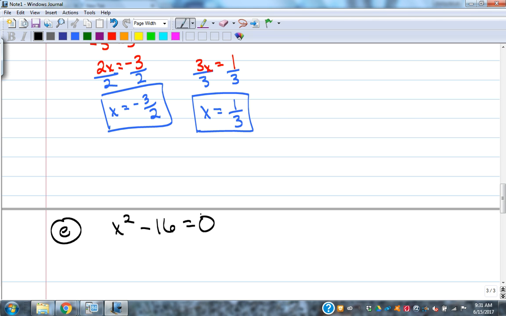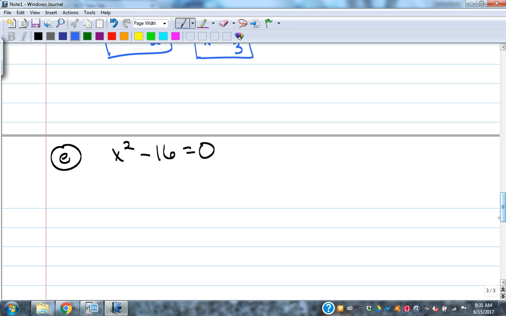x squared minus 16 is equal to 0. Great. Wonderful. But it's not 3 terms. It's 2 terms. So what are we trying to look for when it's that? If we're trying to factor.